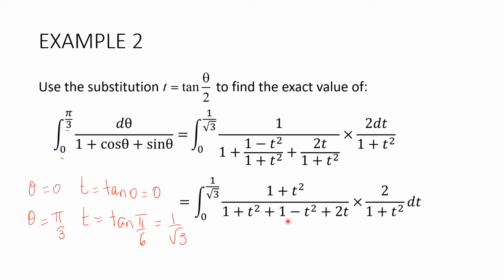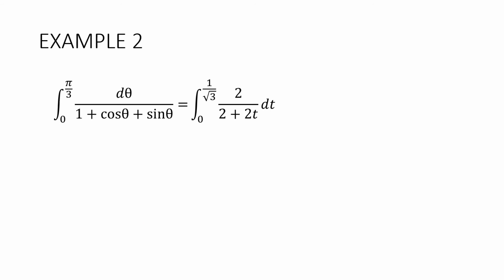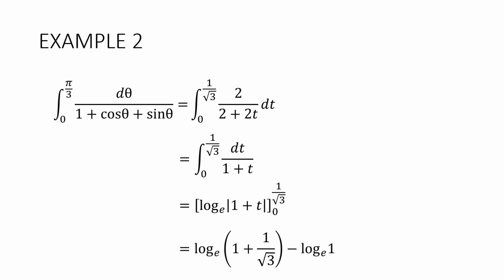1 plus t squared plus 1 minus t squared plus 2t, and then I've got that 1 plus t squared on the numerator. Again, they cancel out, and I end up with 2 over 2 plus 2t, which I can cancel further, and becomes the integral between 0 and 1 on root 3 of 1 over 1 plus t dt, which is just a log, isn't it? And substituting in the 1 on root 3 and the 0, I get this. Ln of 1, of course, is 0, so this is our answer. And there it is.